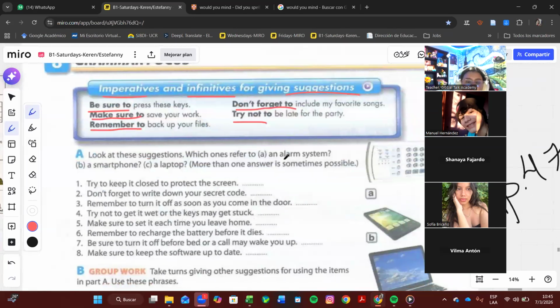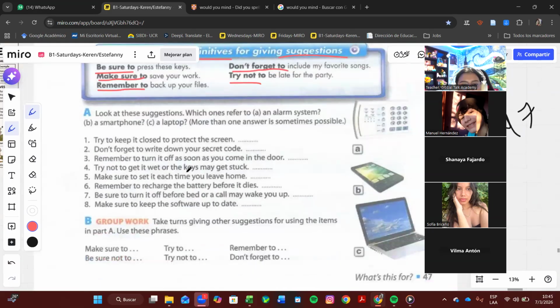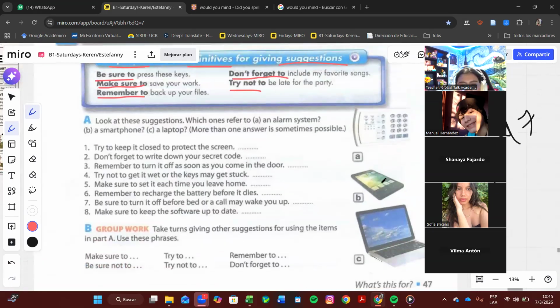Okay. So we are gonna look at these suggestions and which ones refer to an alarm system, a smartphone, or a laptop. Okay. So we need to pick one of them. We have three options. An alarm system, a smartphone, or a laptop.